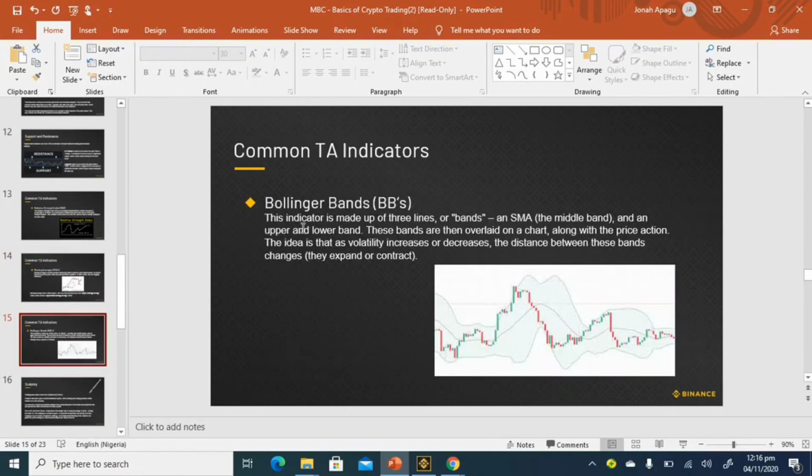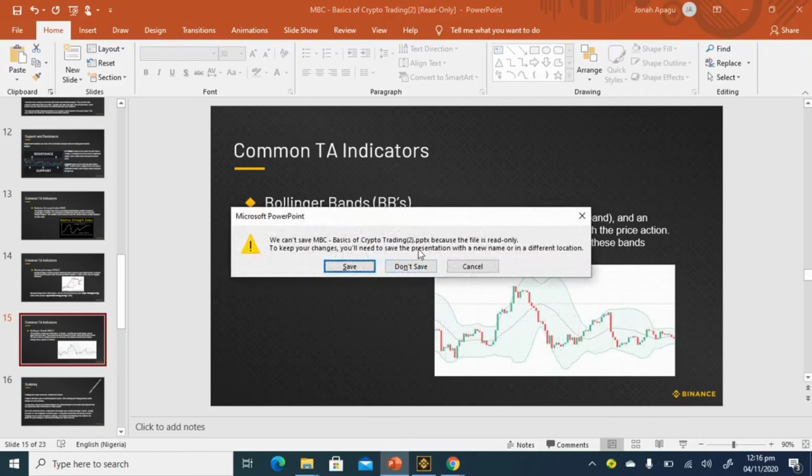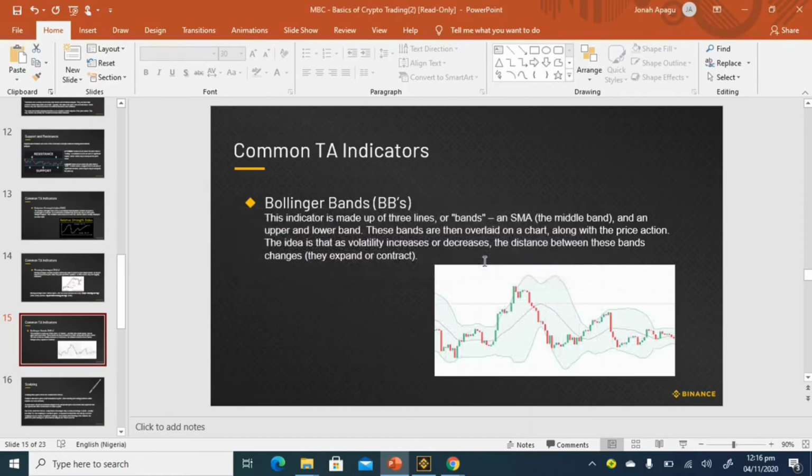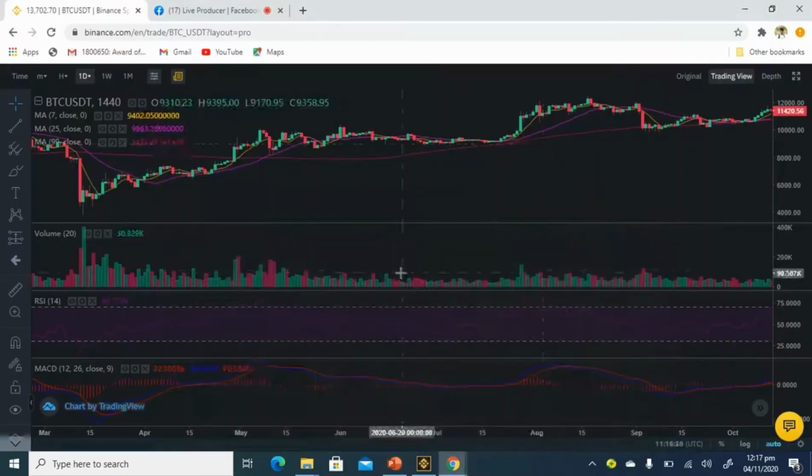Then the Bollinger Bands. This indicator is made up of three lines or bands: an SMA, the middle band, and an upper and lower band. These bands are then overlaid on a chart along with the price action. The idea is that as volatility increases or decreases, the distance between those bands changes. They expand or contract. So let me go to the Binance platform and quickly show you.